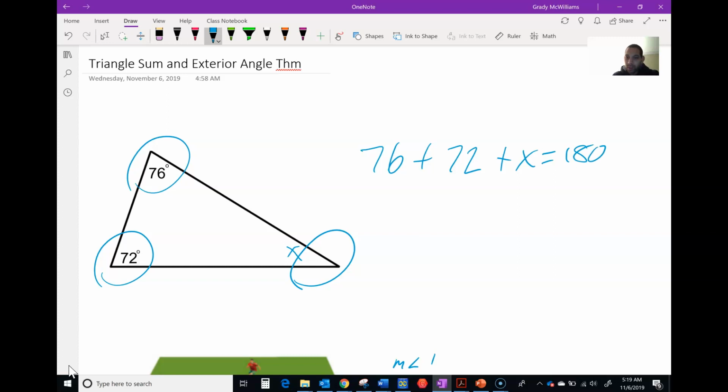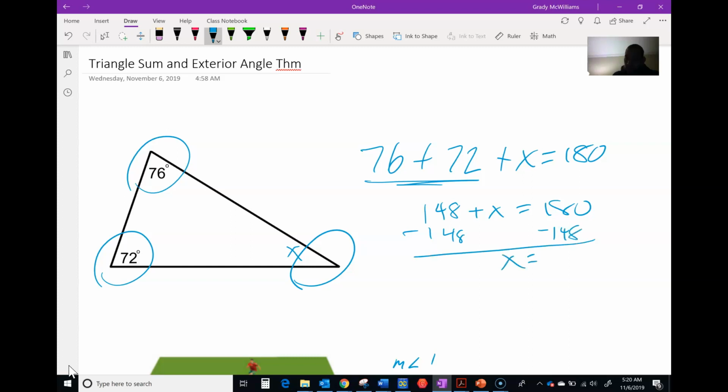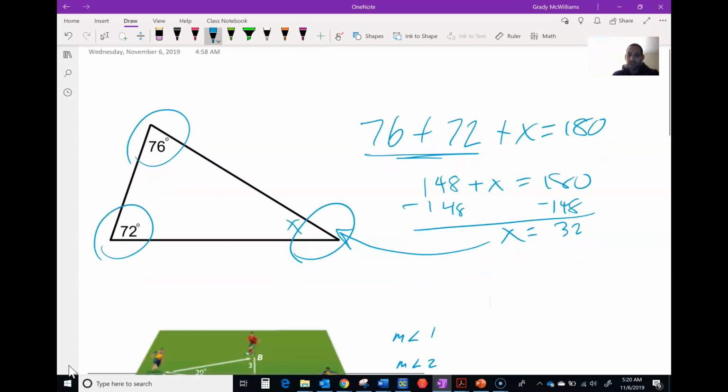this: 76 plus 72 plus x equals 180 degrees. These two you can add up, you get 148, and with x that would make 180 degrees, so you just subtract the 148. All three angles should equal 180 degrees. So this corner here should be 32. Okay, so the triangle sum theorem just says all the angles in a triangle should add up to be 180 degrees.